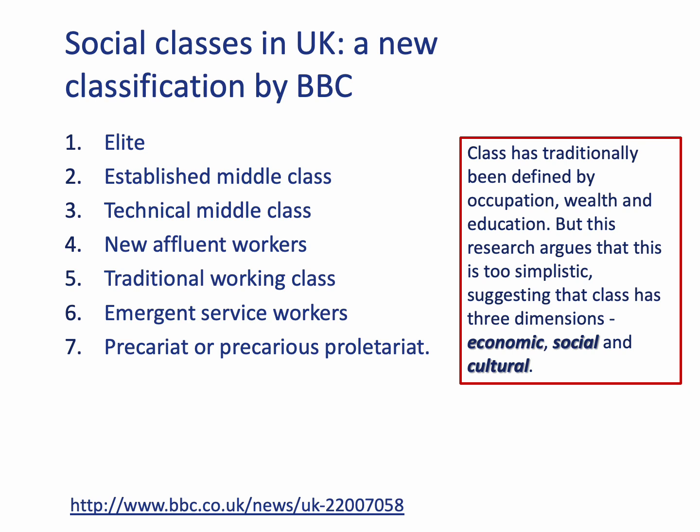But this research argued that this was too simplistic and suggested that class now has 3 dimensions. Instead, it is defined by economic, social, and cultural factors. So as you can see, it found a new model of 7 social classes ranging from elite at the top to a precariat, or precarious proletariat, at the bottom.